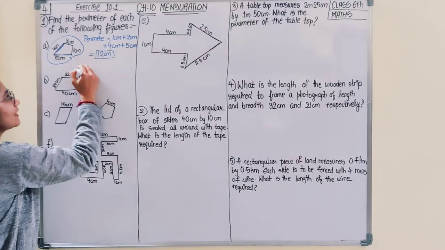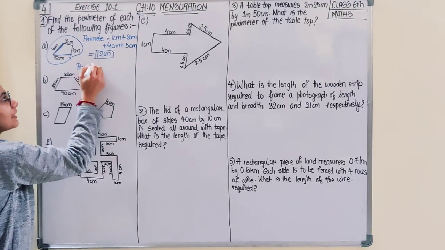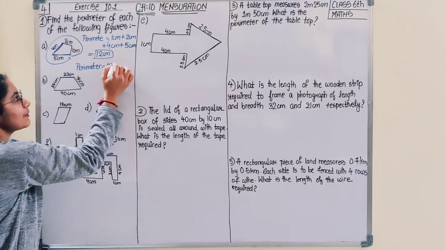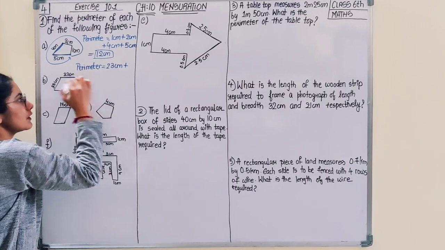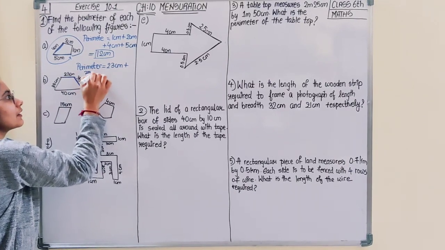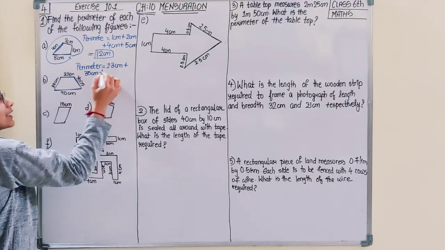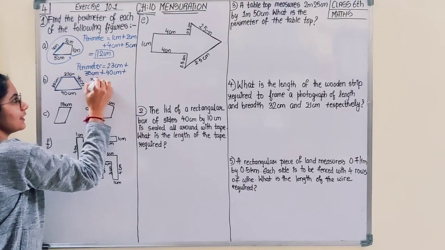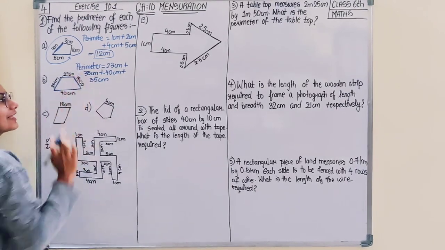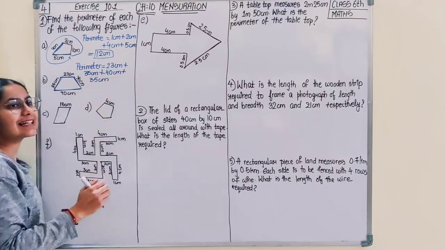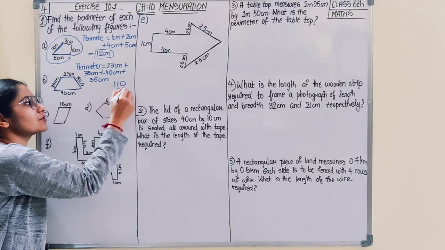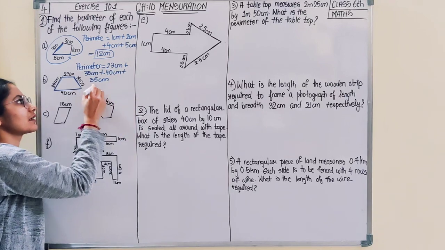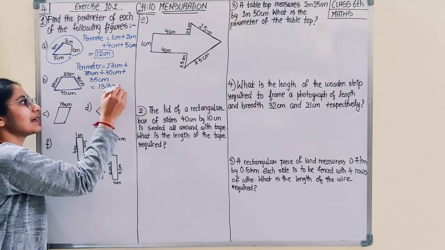Okay. Again, perimeter of the figure given in question B is, let us start from here, 23 centimeter plus 35 centimeter plus 40 centimeter plus 35 centimeter. Okay, so 35 plus 35, 70. 70 plus 40, 110. 110 plus 23, 133. Okay, so 133 centimeter.